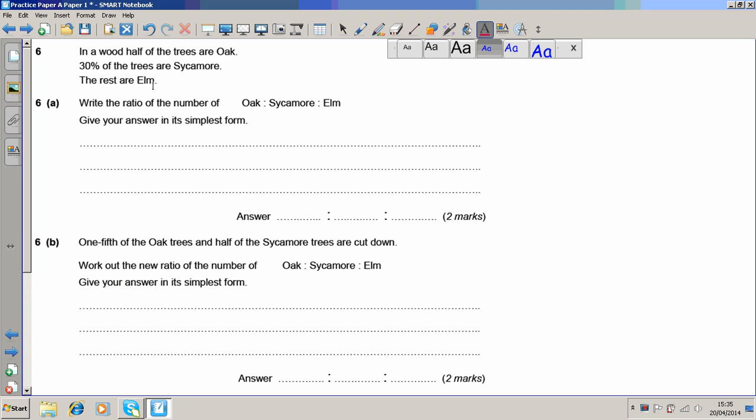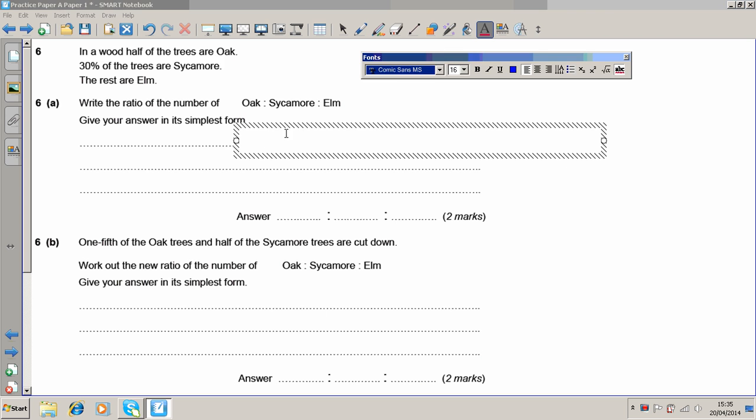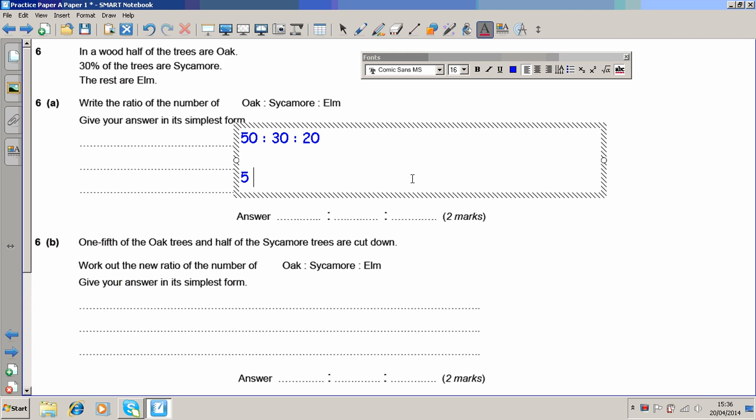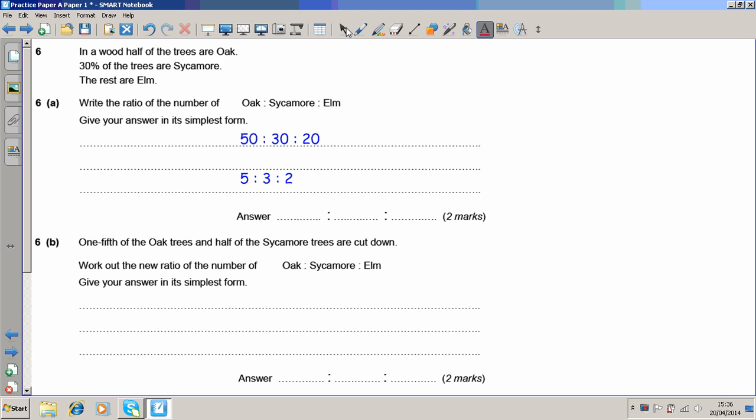In a wood, half the trees are oak, 30% are sycamore, the rest are elm. What is the ratio? Okay, so I would imagine there's 100 trees because we've got a percentage there. Half of them are oak, 30%, so 30 of them are sycamore, which means 20 of them must be elm. And now if I simplify that, I divide it by 10, then my answer is 5 to 3 to 2.